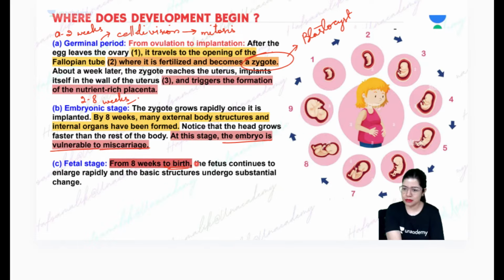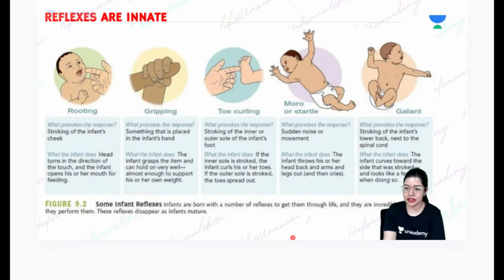So we have 0 to 2 weeks germinal period. After that, we have the embryonic period. And after that, we have the fetal stage. Okay, fine. Now, what gifts is the child born with? ऐसे कैसे skills या capabilities होते हैं जो बच्चा सीख के आता है? Is already born. The first one is the rooting reflex. What is the rooting reflex? This is again a survival skill.